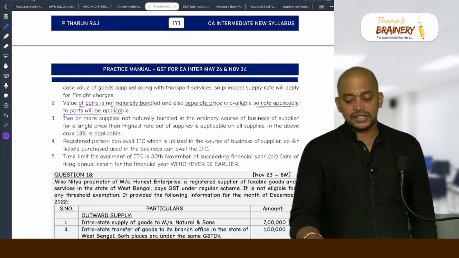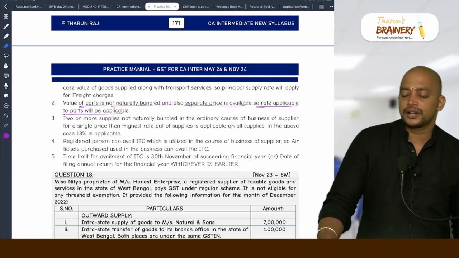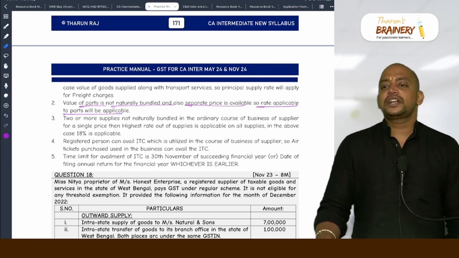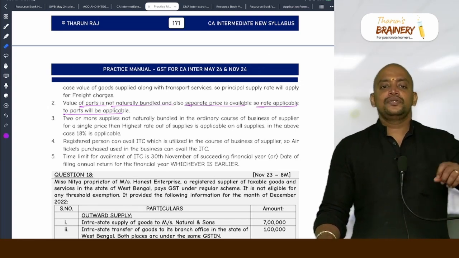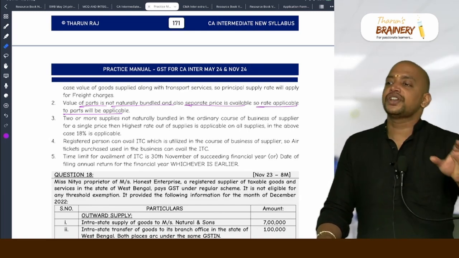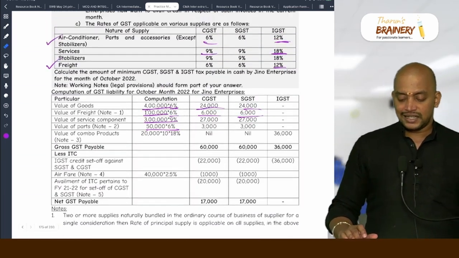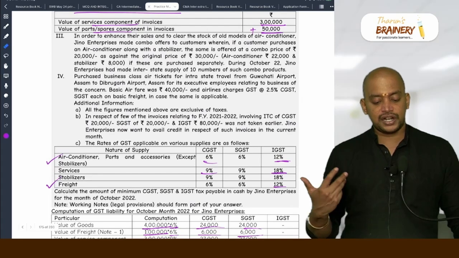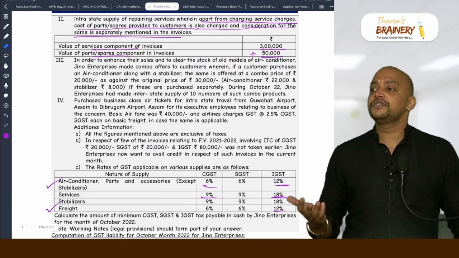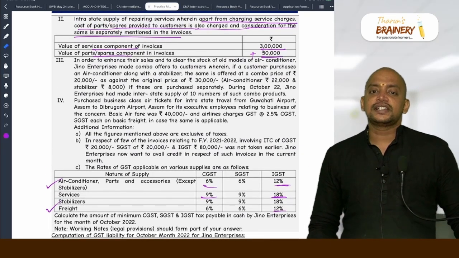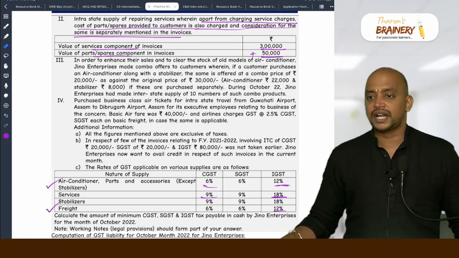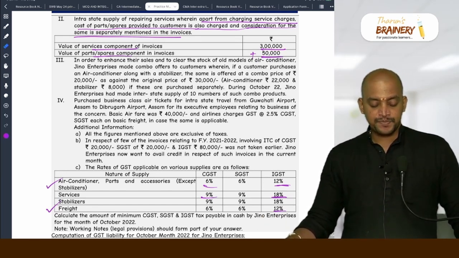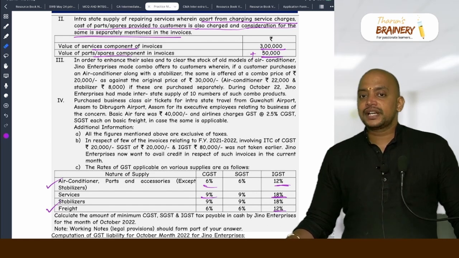Okay. But one circular we saw. What is that circular? Related to cars. Related to cars, even though it is composite supply, etc., we have to treat it always as individual supplies. But here that point is not applicable because it is not a car. Even then we are taking individual supplies because this replacement of parts and service, repair service, is not naturally bundled. You understood your second one?